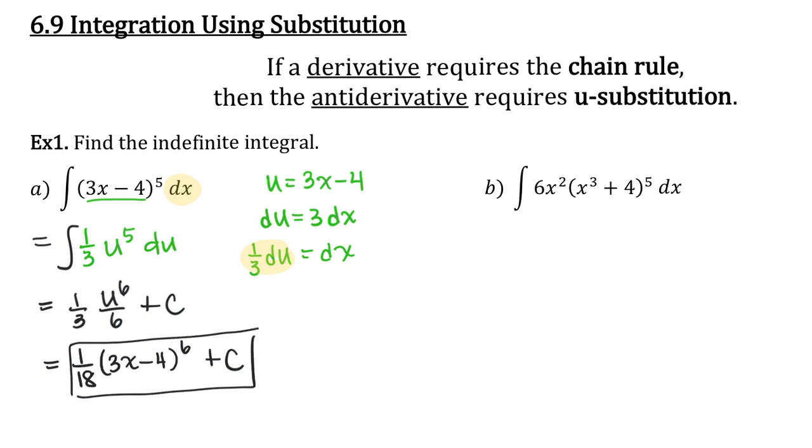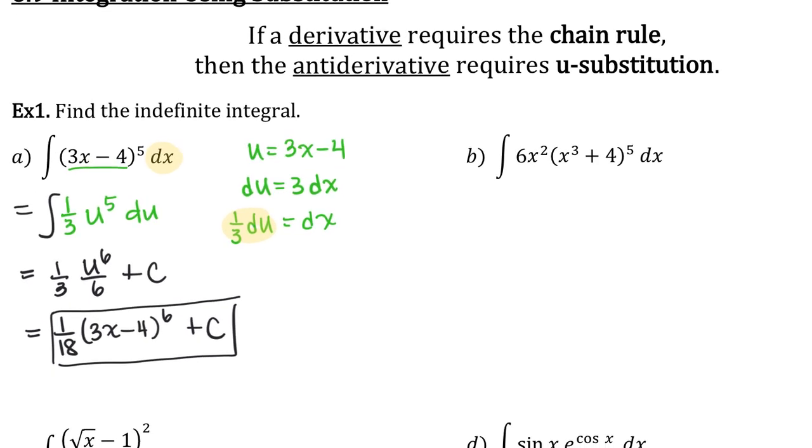Okay, now let me just double check that the derivative of this is indeed this. So if I bring down the 6, 6/18, this goes down to 3x minus 4 to the fifth, and if I times it by 3 because of the chain rule, I'm going to have 18/18, which is going to cancel out. Derivative of c is nothing, so it worked, and I have it back in terms of x. Okay, let's try it on b, because sometimes things look a little weirder.